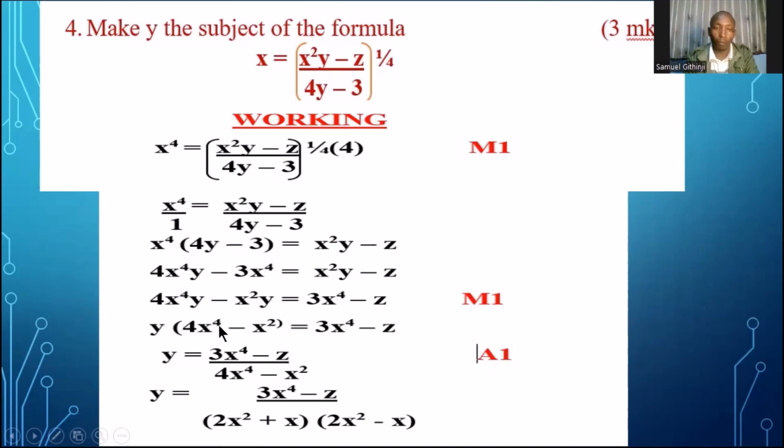4x to the power 4 minus x squared on both sides. So by doing that, I get that, and I can term this as the final answer. However, if I look at the denominator here, it's a difference of two squares, so I can write it in this other format. But I tend to think once you're up to this point, you have the mark. So that is making y the subject.